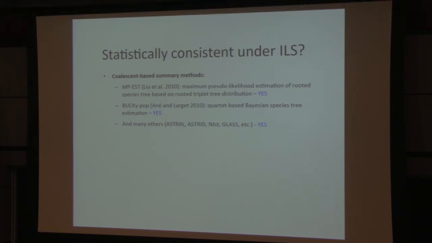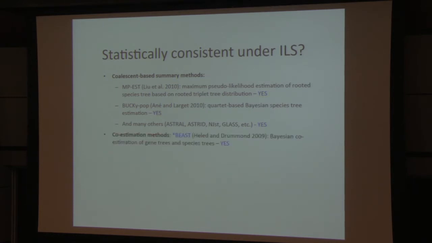There are lots of methods out there that take advantage of these ideas of rooted 3-leaf trees, combining them, and unrooted 4-leaf trees and combining them. And they've become very popular. MP-EST does rooted ones, Bucky does unrooted ones, and there are other methods. All of these are statistically consistent. Some of them are polynomial time.